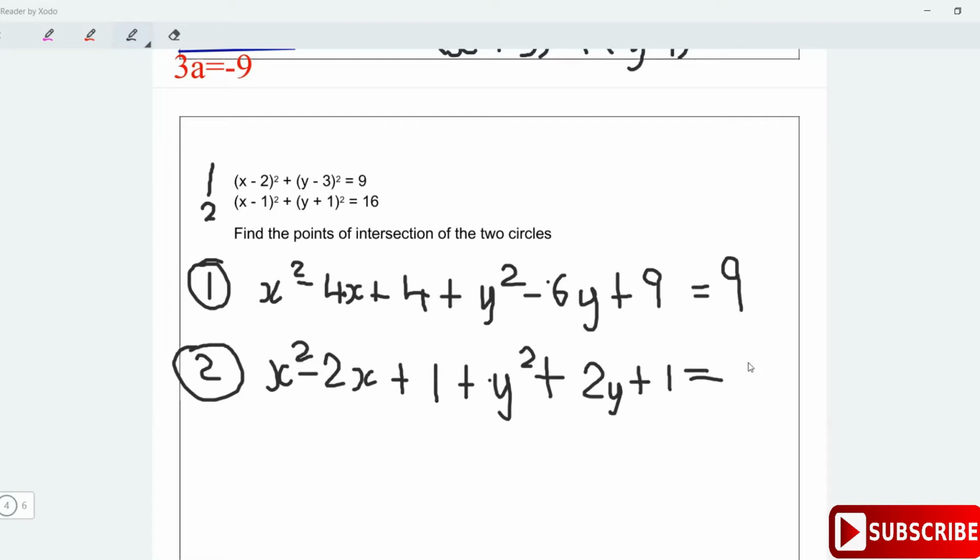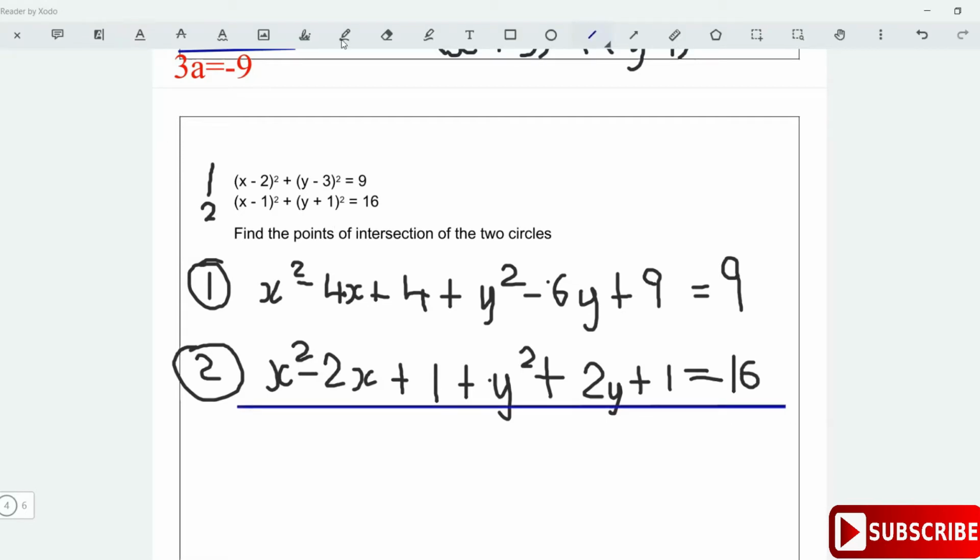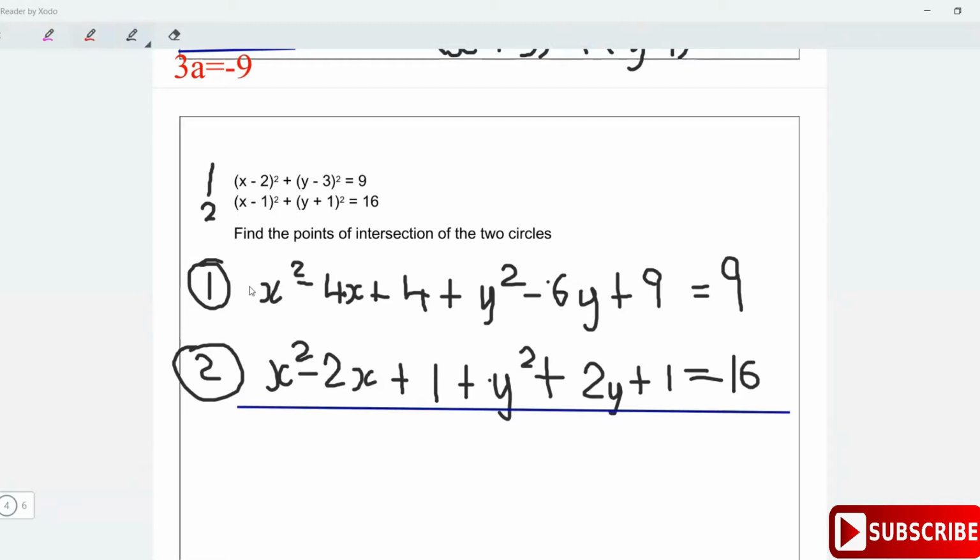Now, after you expand the two of them and get it in general form, what you're going to do is subtract the two equations. So equation 1 minus equation 2. x squared minus x squared, put a bracket around it so you don't make any mistake. x squared minus x squared becomes 0. Minus 4x minus 2x. Minus and minus become plus. Minus 4x plus 2x becomes minus 2x. Then 4 minus 1 becomes plus 3.